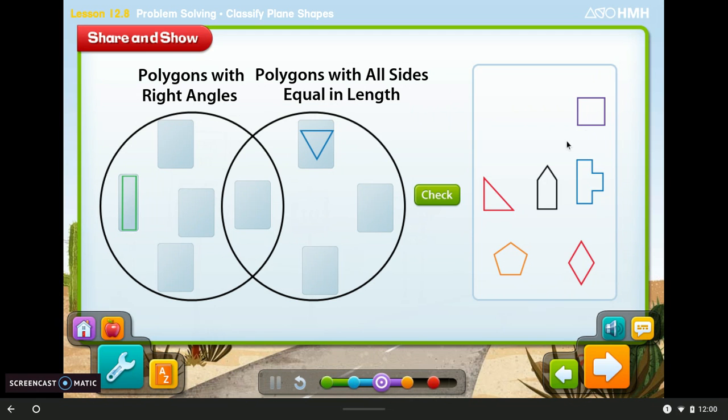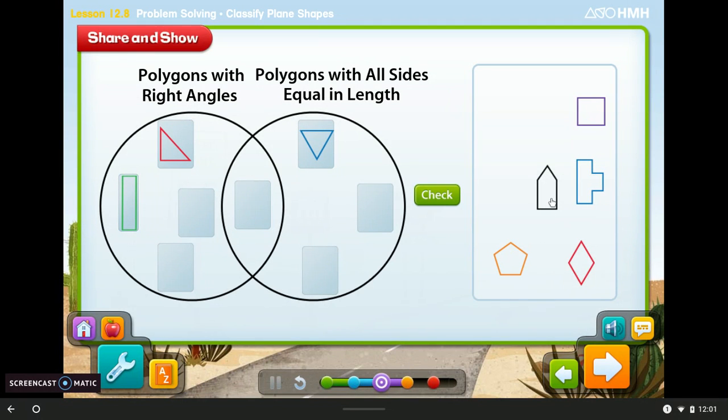How about this triangle? Does that triangle have all sides with equal lengths? No, it doesn't, because this one and this one are shorter than the long side, but it does have a right angle right here in this corner, real sharp angle right there. So we're going to put that right here.